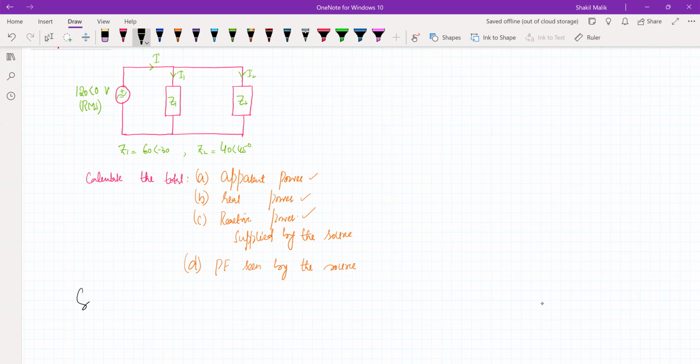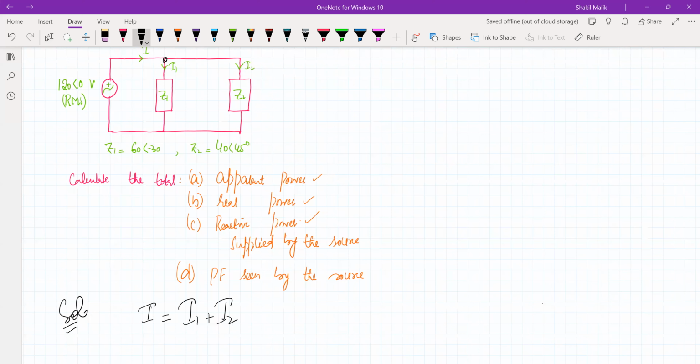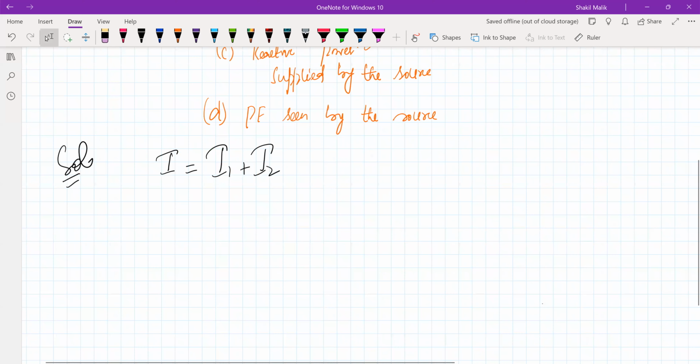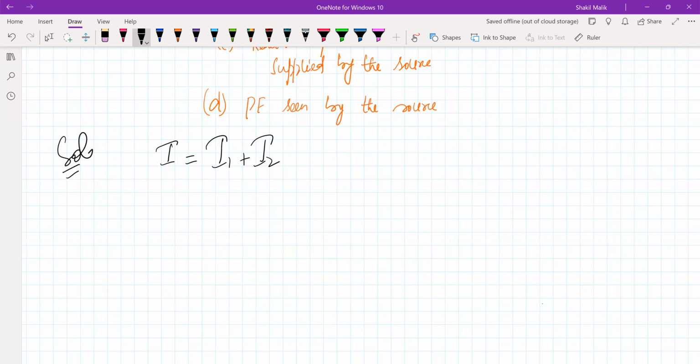To write the solution, I is simply given by I1 plus I2, using KCL at this point. So let's find what I1 and I2 are. As you can see, the elements are connected in parallel. We know the voltage and we know the impedance, so we can get the current. I1 is simply given as V divided by Z1.